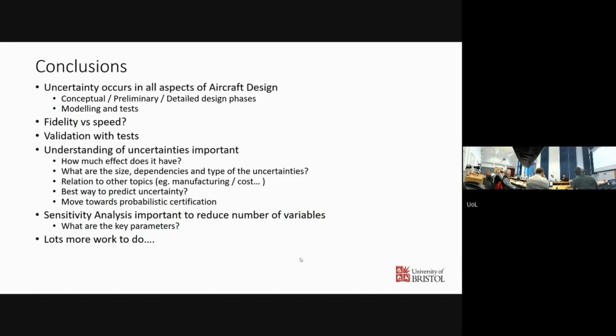So there's uncertainty in the tests. Certainly an understanding of the uncertainties is important. How much effect do they have, and what type are they? What are the dependencies? How do they relate to other things like, say, manufacturing? What is the best way to predict the uncertainty? But this is all helping us, I think, move towards probabilistic certification.